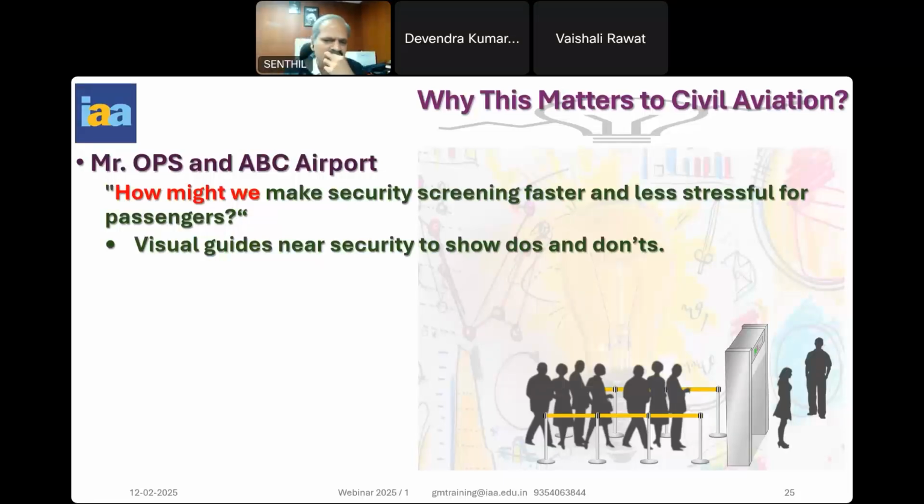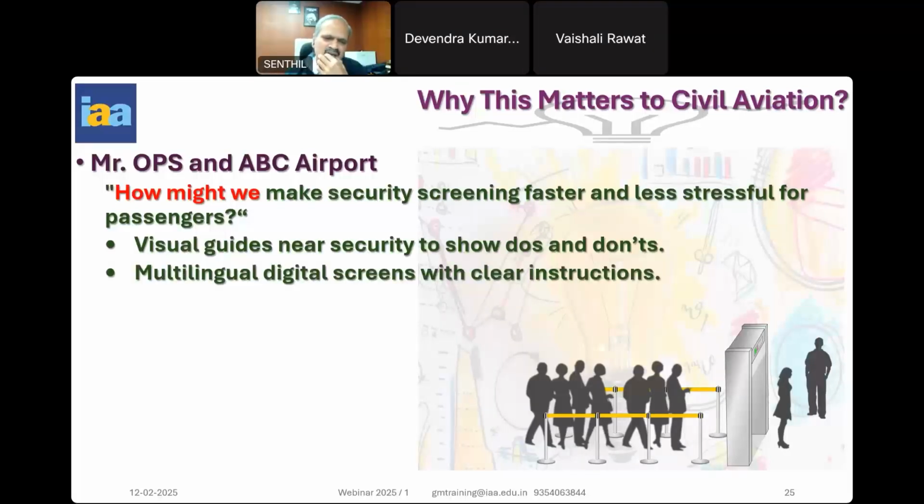Visual guides near security to show do's and don'ts. Say, for example, if the passengers of a particular airport belong to a particular region, we shall not mind keeping more than two languages, so that people will easily understand. Because many times first-time travelers will be there, so they should know clearly what they should do and what they should not do.